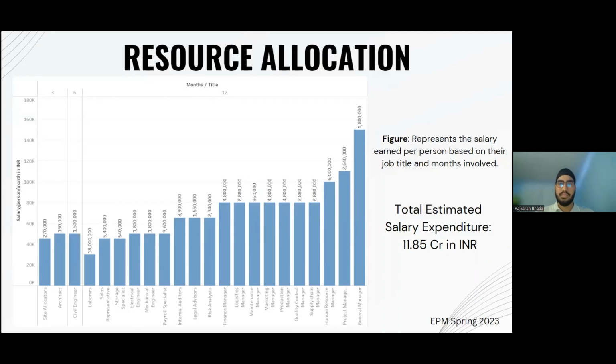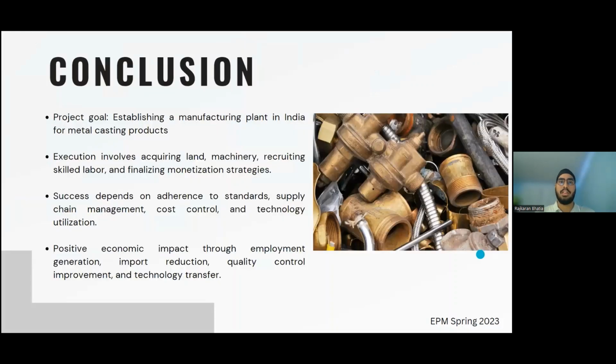Moving on, we look at the conclusion, and in conclusion, we look at how the project goal of setting up a world-class automated manufacturing plant in India for metal casted products has been achieved. This project encompasses multiple phases from acquiring land to finalizing monetizing strategies and requires significant attention to detail to ensure success. The project success hinges on critical factors such as adhering to industry standards, government regulations, and managing the supply chain proficiently.